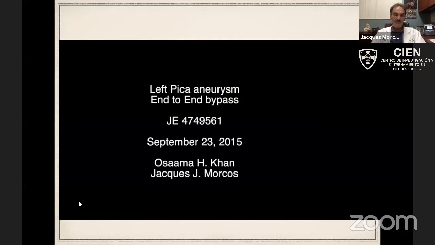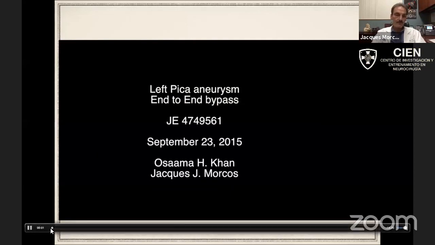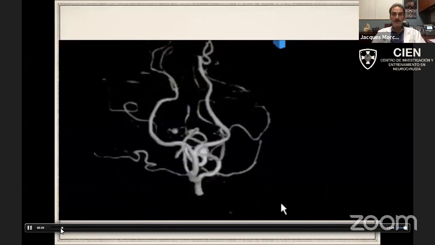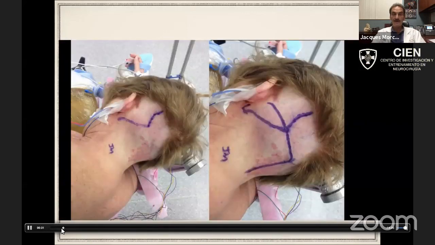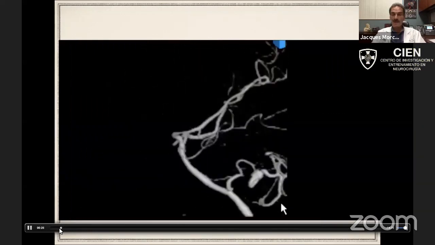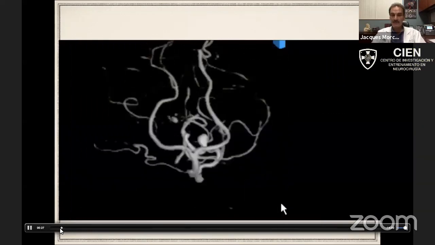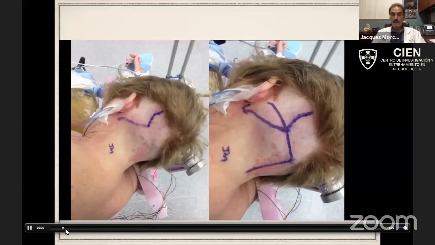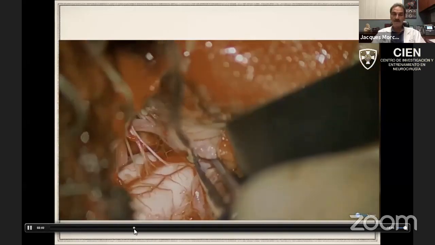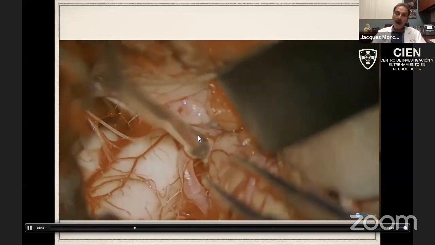Another case of a PICA aneurysm, end-to-end anastomosis. Here is the occipital artery. Let me show you the aneurysm. Here is the aneurysm. It's a distal PICA. I'm going to skip through some of the details just to show you what it looks like once I'm there. Look at how high the aneurysm is.